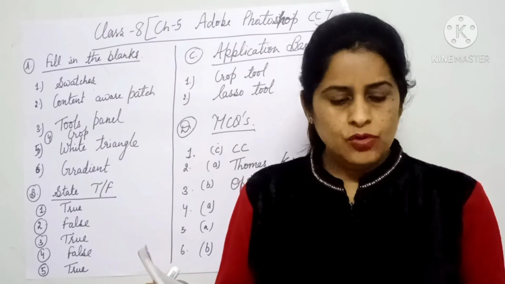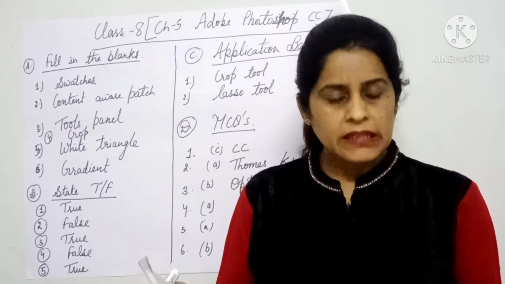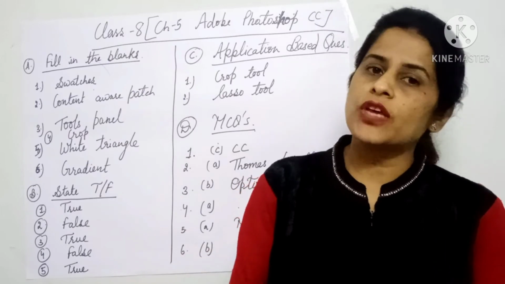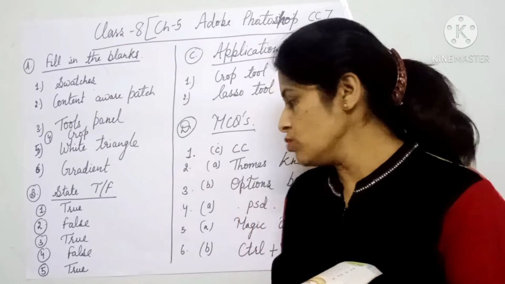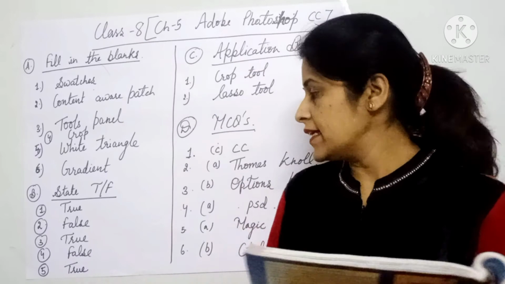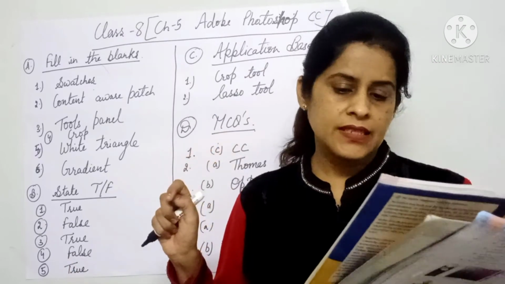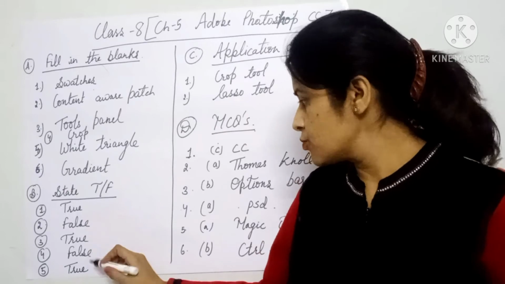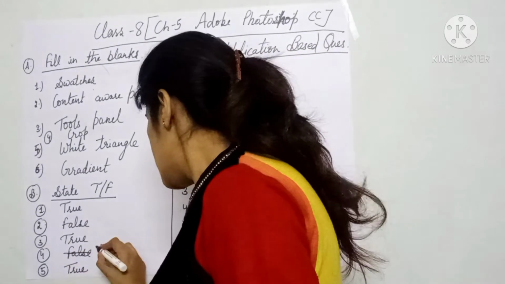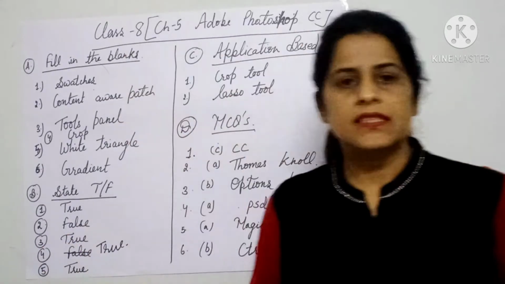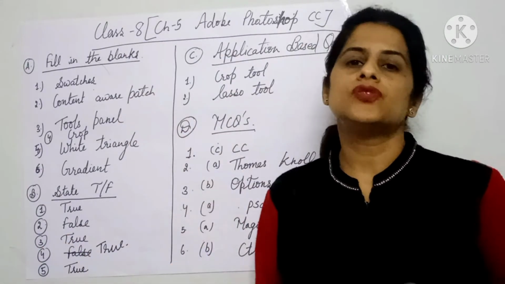Lasso tool, polygon lasso tool, and third is magnetic lasso tool. Yes, these three types of the tools we have used under the lasso tool, and the answer is there are three types of the selection tools. That answer is true. I have written it wrong. Fourth answer will also be true.